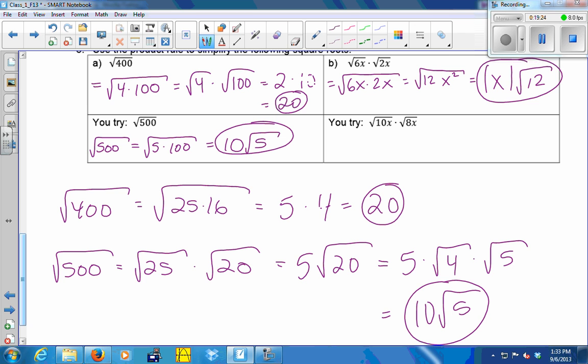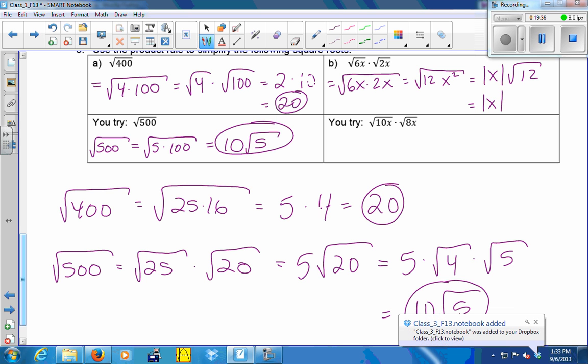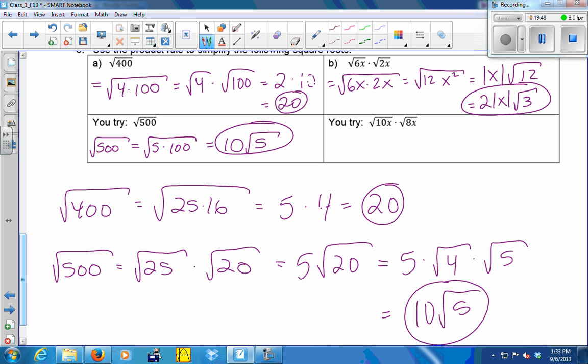Oh, actually, we can simplify square root 12, can't we? Let's do that. Absolute value of x, square root 12. And then, how do I simplify square root 12? 4 times 3, take the square root of each of those, and I get square root of 4 is 2, and a radical 3. Right, you got to have the absolute value. Yep.